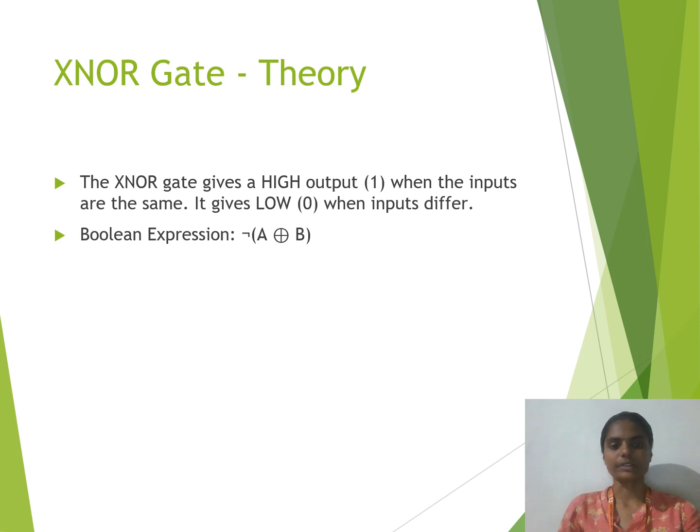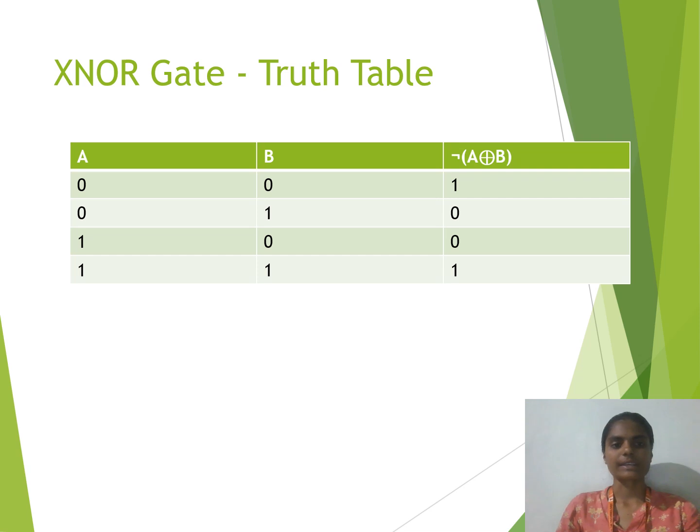Exclusive NOR gate means the exclusive NOR gate gives a high output 1 when the inputs are the same. It gives low 0 when inputs are different. Boolean expression: NOT of A XOR B. Exclusive NOR gate truth table: if A and B are inputs, then NOT of A XOR B is the output.